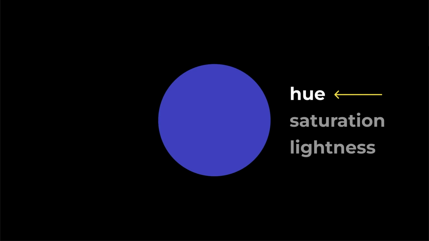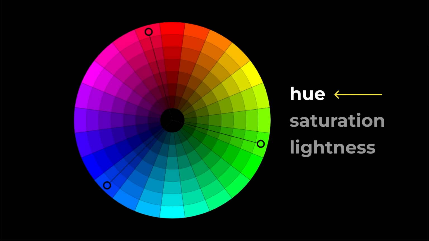It's short for hue, saturation, and lightness. Hue is the type of color you want, like red, green, or blue. It's measured in degrees on a color wheel. It starts at 0 with red, 120 is green, and 240 is blue. Think of it as picking the base color.